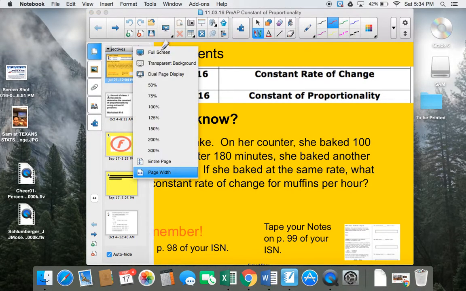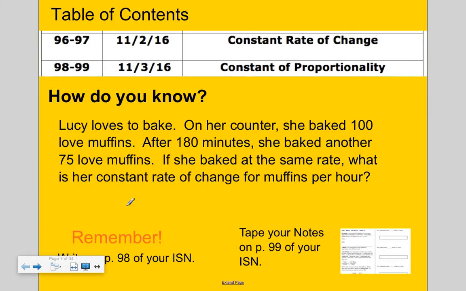So in this lesson, it's about constant of proportionality. How do you know? Our number routine. Lucy loves to bake. On her counter, she baked 100 love muffins. After 180 minutes, she baked another 75 love muffins. If she baked at the same rate, that's like the same number of muffins every certain time period, what is her constant rate of change for muffins per hour?